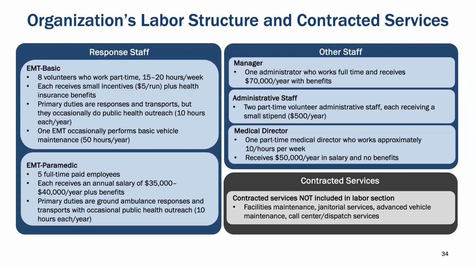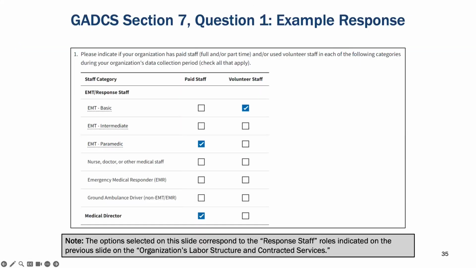This ground ambulance organization also contracts with other organizations for several types of services, which include facilities, maintenance, and cleaning, advanced vehicle maintenance, and dispatch. Costs and labor hours for contracted services should not be included in Section 7. Contracted services instead will be reported in Section 11 on other costs. Now let's walk through how this organization would report information in Section 7.